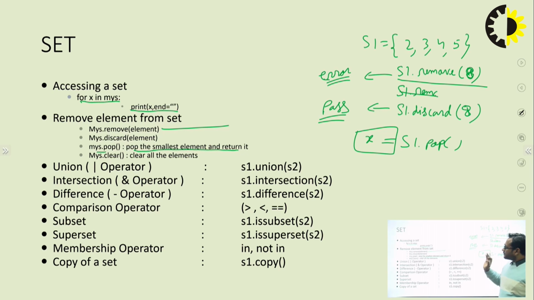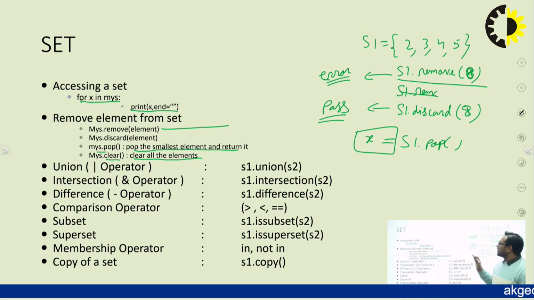Okay. Next is s.clear. It clears all the elements from that particular set. So all the elements are cleared from the set, so the set is blank whenever you are calling the clear function. Got my point? So these are the 4 functions which you can use to remove elements from a particular set: remove, discard, pop, and clear. All the functions have some special capabilities, so according to your problem, you can use any function.